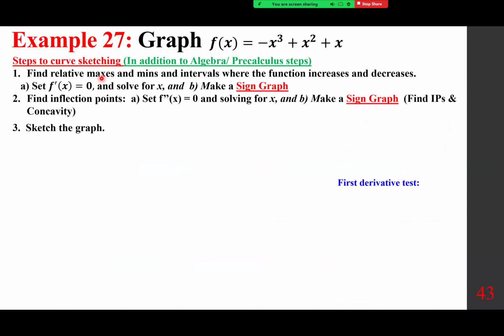Then we add: find relative max and min and intervals where the function increases and decreases. That means set f prime equal to 0 and solve for x and make a sign graph. Number 2, find inflection points if we have any. That means find f double prime of x, solve for x, make a sign graph, find the IPs, inflection points, and concavity. Then sketch the graph, put them all together.